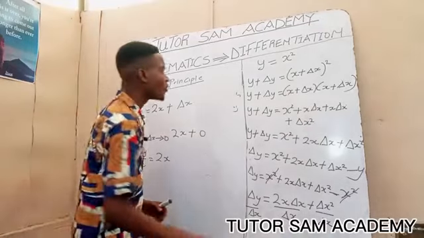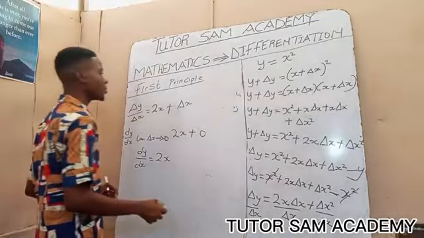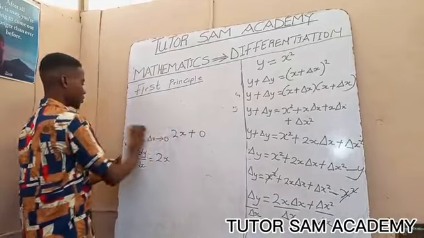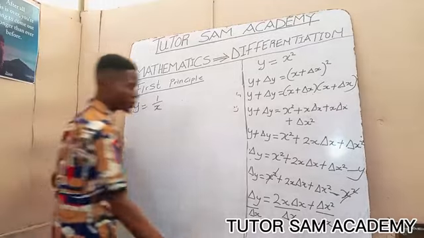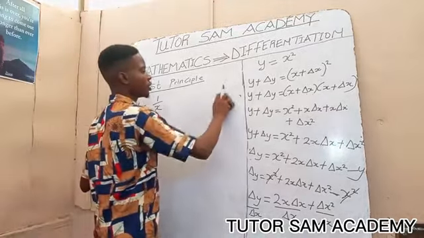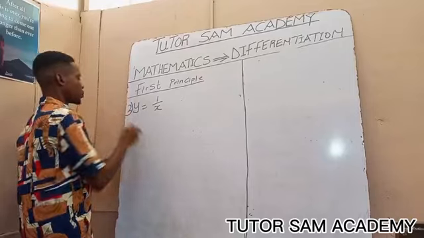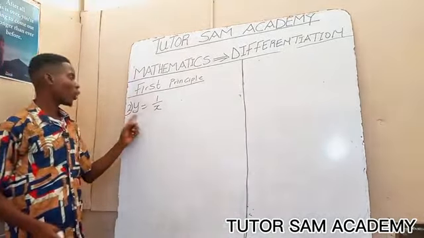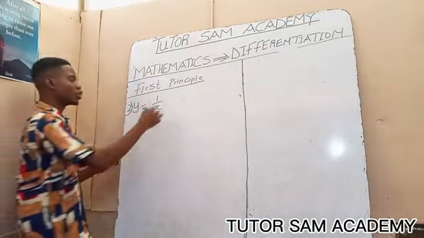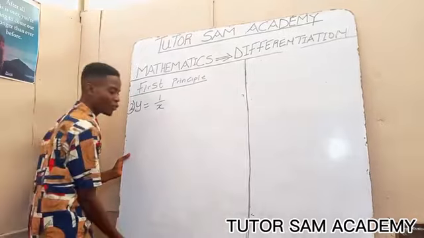One more example on first principle. The second example: y is equal to 1 over x. This will be the last example. Okay, this will be my second example. y is equal to 1 over x. Using first principle, don't forget our steps.